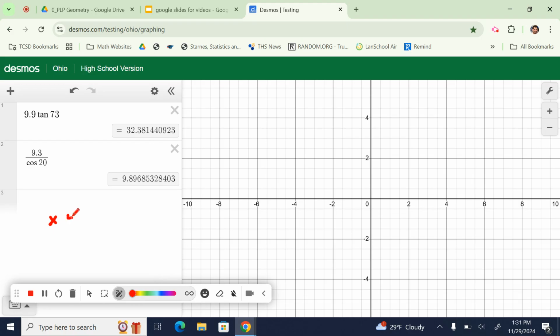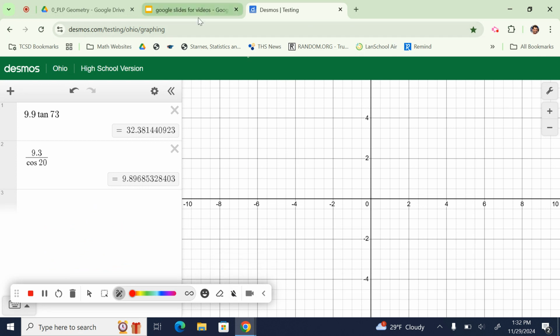So x is going to be, looks like 9.89. The 8 rounds up to a 9. So our value of x is 9.9. Again, a little bit bigger than 9.3. Hypotenuse is the longest side. Perfect. Okay, last thing here.